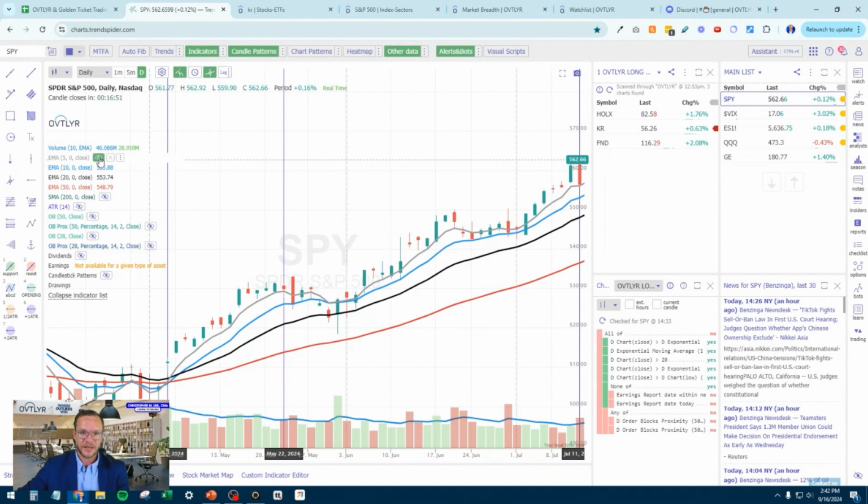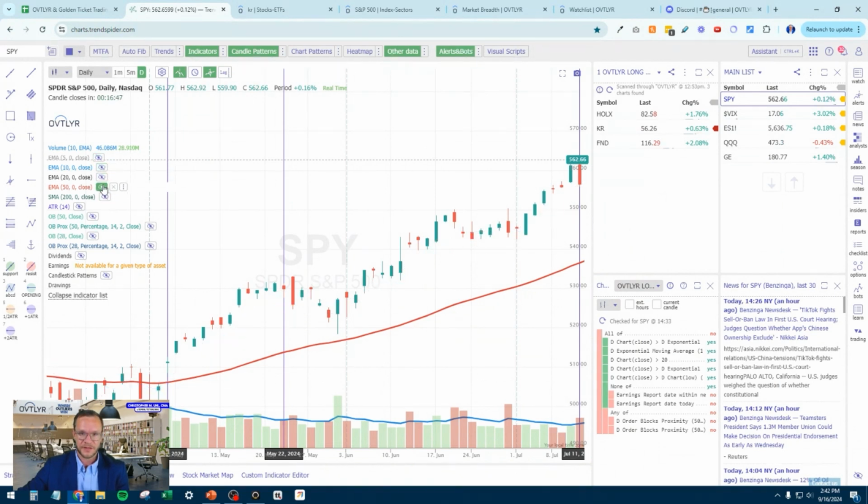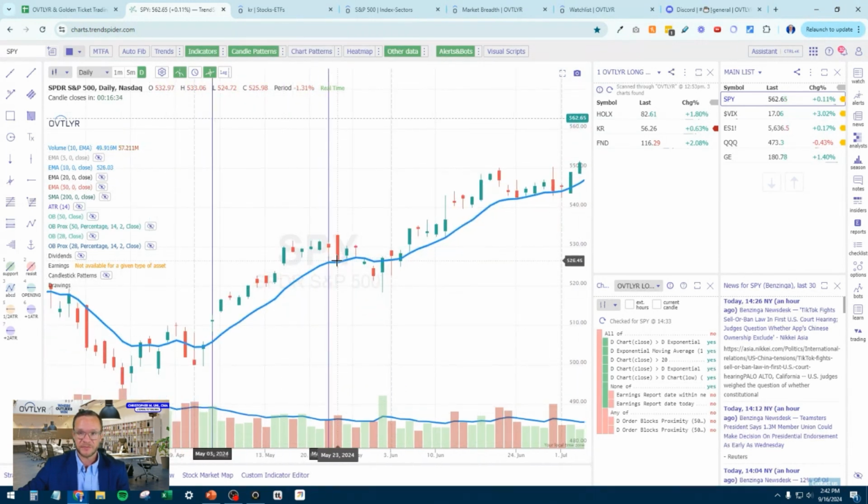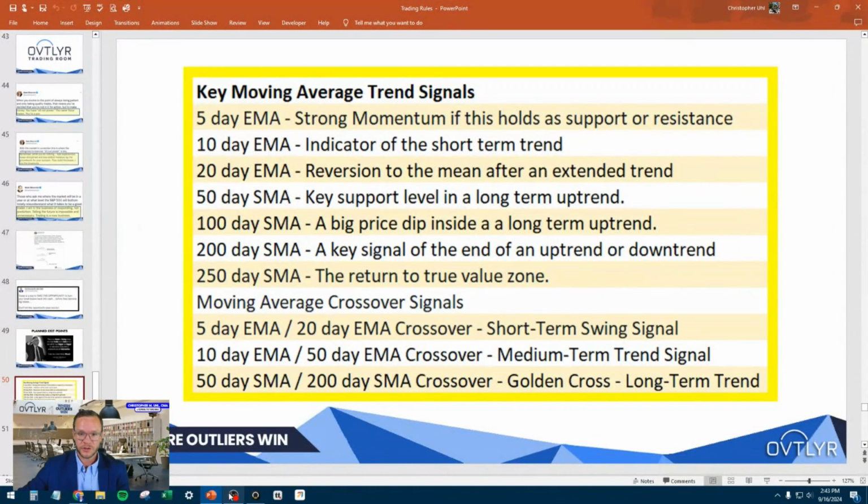Now, let's say that you gave Spike a 10-foot leash, okay? In fact, let's clean this up a little bit more. Let's say you give Spike a 10-foot leash, just like you would follow the 10-period moving average. So it crossed over the 10-period moving average here, didn't even come close to it. And then we get to here, and you can see Spike had to sit down, the market had to sit down, and it pulled back. Now the 10 is your indicator of the short-term trend, right?